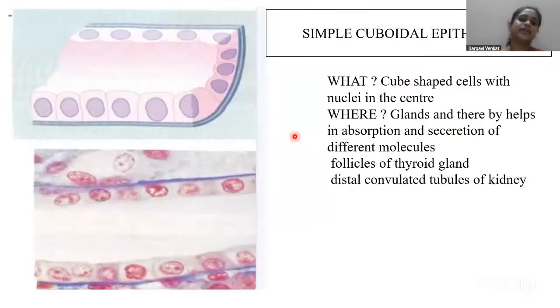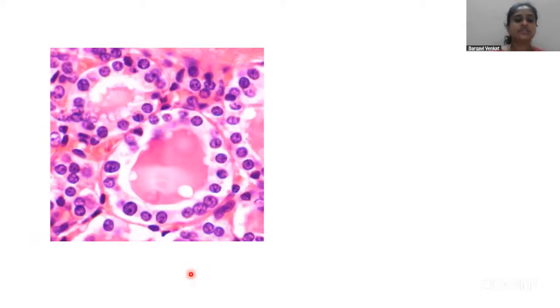Next is your simple cuboidal epithelium. You can see the cells are cube shaped with nuclei in the center. Here, this is a topographical image, and this is a textbook image, not a microscopic image. You can see the cube shaped cells with the nucleus in the center. They are seen in areas of secretion and absorption, like in glands: in follicles of the thyroid gland and distal convoluted tubules of the kidney. You're going to have simple cuboidal epithelium. So this is one histological image of your simple cuboidal epithelium.